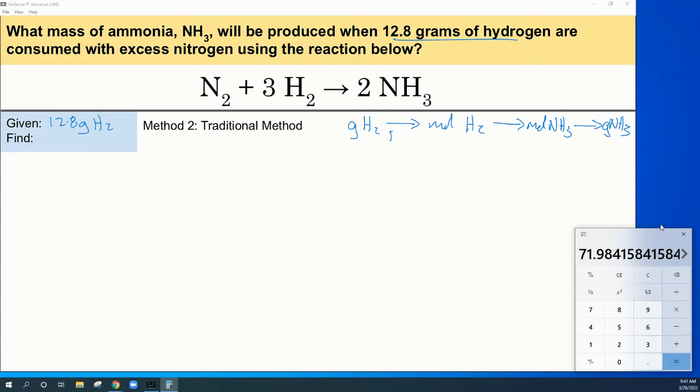I'm going to use my periodic table to change from grams to moles. I'm going to use my reaction to change substances, and then I'm going to use my periodic table. The work's going to look a little bit different, but it's the same idea. Okay, again, this is exactly the same question. I'm just showing a different method. So I'm going to start off with my 12.8 grams of hydrogen.